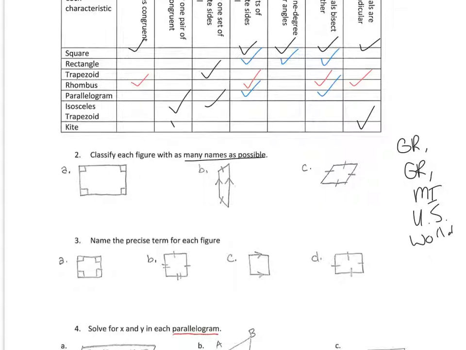So this has 4 right angles, so this is a rectangle. And because it's a rectangle, it's also a parallelogram. And because it's a parallelogram, it's also a quadrilateral. Letter B, it's an isosceles trapezoid. So I write isosceles trapezoid. And because it's an isosceles trapezoid, it's also a trapezoid.